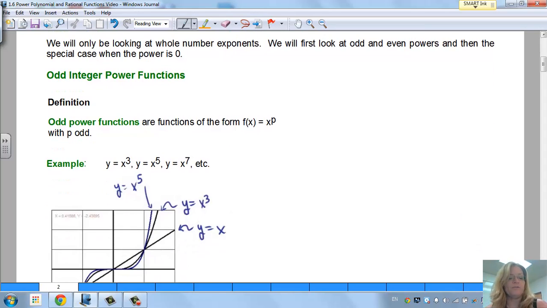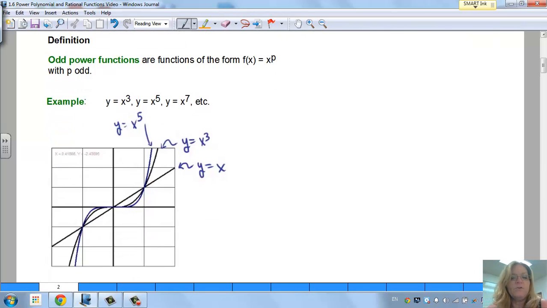Odd integer powers. Odd power functions are functions in the form of x to the p, where p is odd. So here's an example. I graphed first y equals x, y equals x cubed, y equals x to the 5th. So this has a power of 1, 3, 5. See how they're all odd. And if you'll notice on here, the characteristic of this is it's a straight line when it's y equals x. Do you see it right here? And then as soon as I do y equals x cubed, it starts bending. X to the 5th, it's bending, but it's even narrower. X to the 7th would look even similar. It kind of comes down like this.